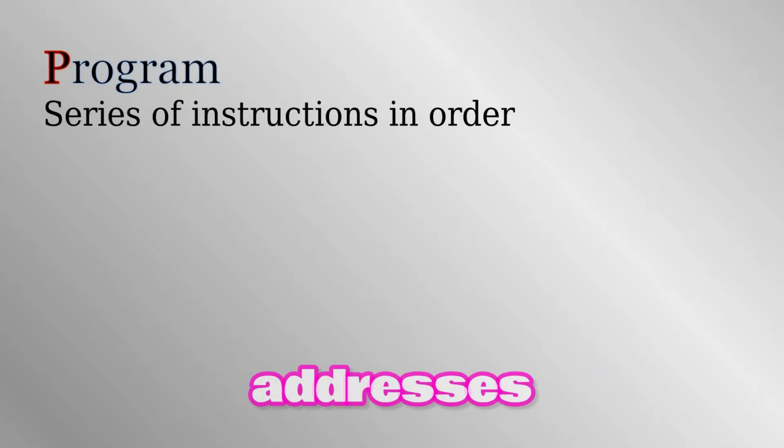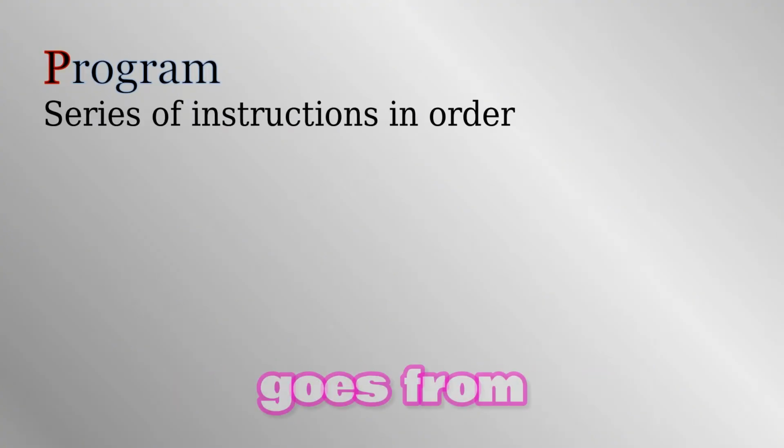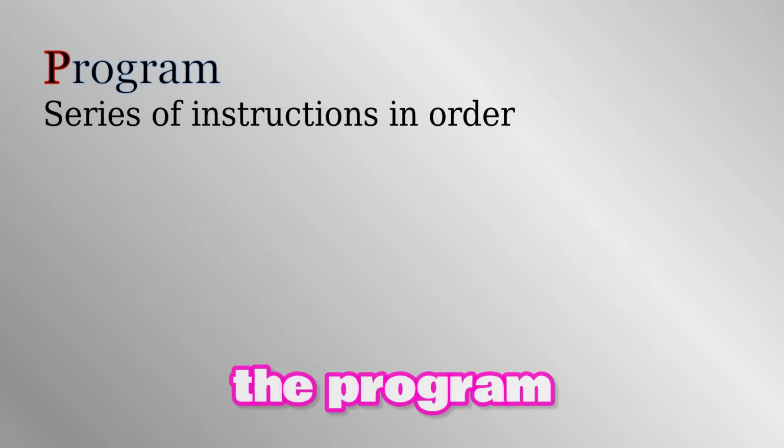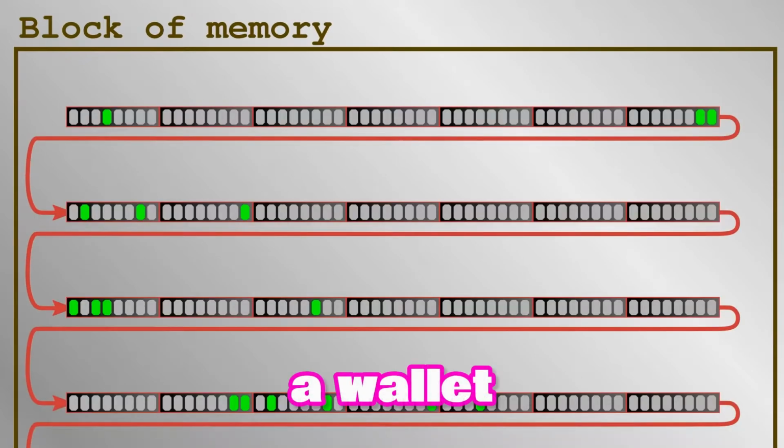A computer program is a collection of instructions and addresses to be done in order. The computer goes from instruction to instruction to make the program run. Let's look at a specific example, part of a game, which is just a program after all, where the player has a wallet with coins in.